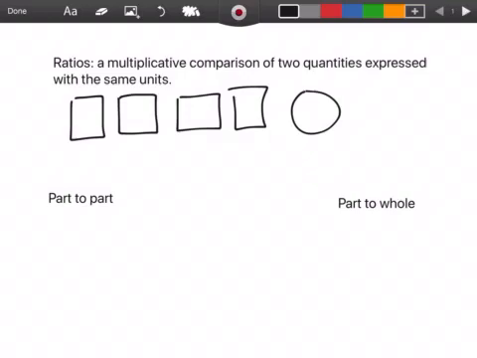Now, ratios are a multiplicative comparison of two quantities expressed with the same units. Now, that kind of sounds like a bunch of mumbo-jumbo. So, to bring it down, basically what we're talking about is we're comparing two quantities, two numbers, and they have the same units. So in my picture right here, I have shapes. So my units are shapes.